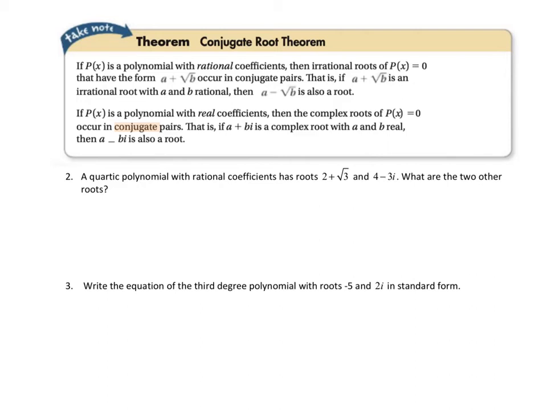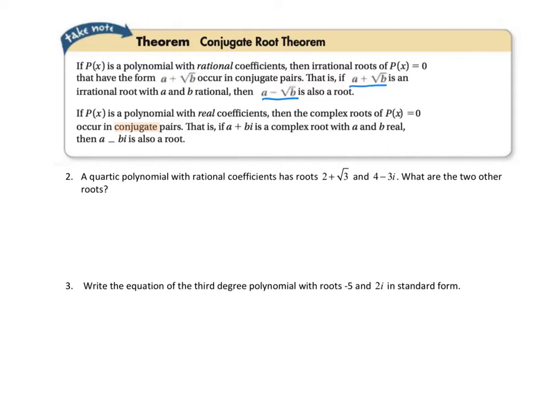The conjugate root theorem says if p of x is a polynomial with rational coefficients, then irrational roots of p of x equals 0 that have the form a plus the square root of b occur in conjugate pairs. That is, if a plus the square root of b is an irrational root with a and b rational, then a minus the square root of b is also a root.